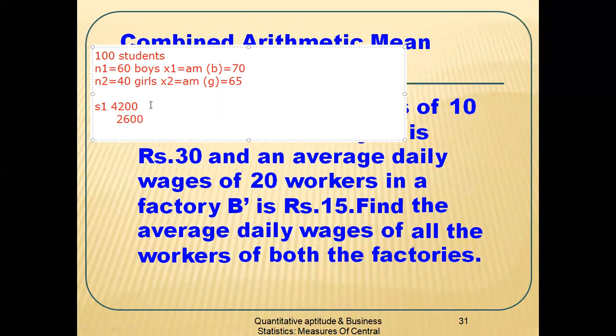Step 2 is the sum of the products. Can you tell me the total? 4,200 plus 2,600. The total is 6,800. That is step 2.